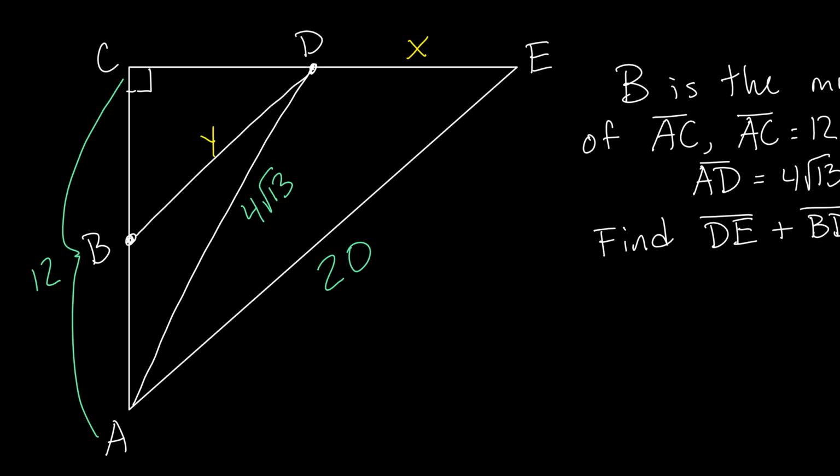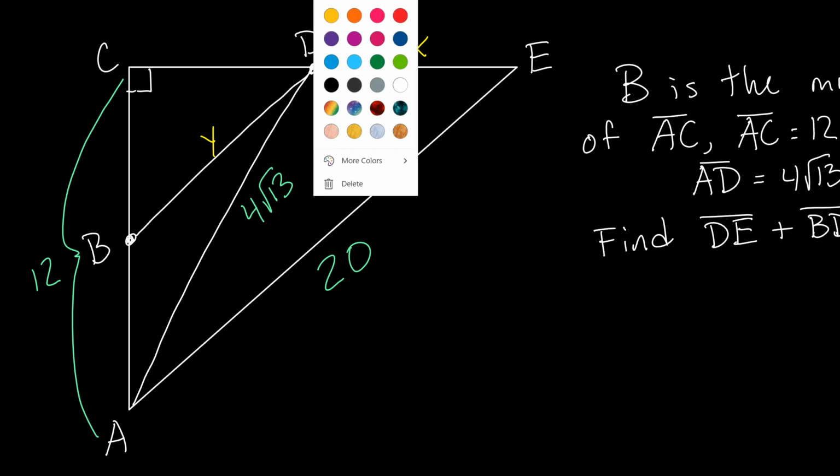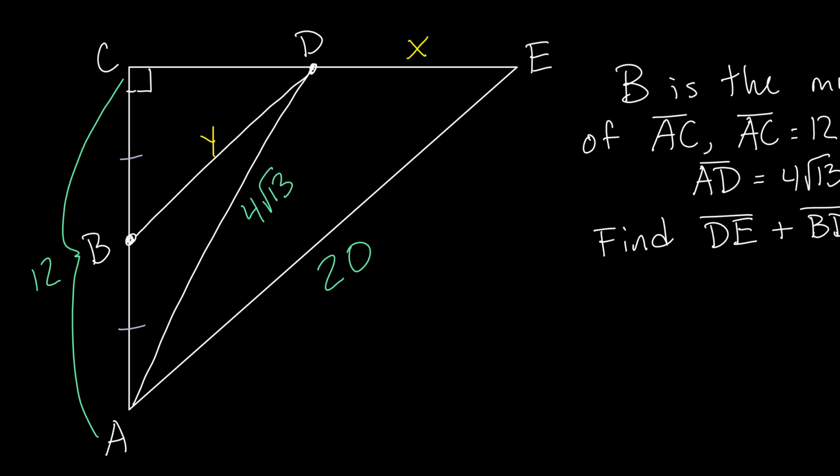Okay, good. It says B is the midpoint, meaning these lengths are the same. So 12 divided by 2 is? Now what? What else can I do?